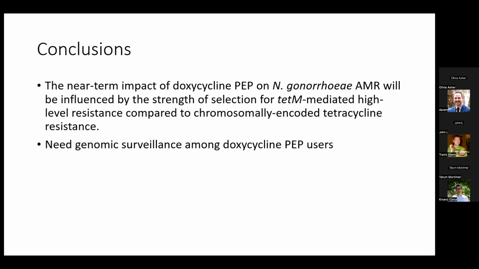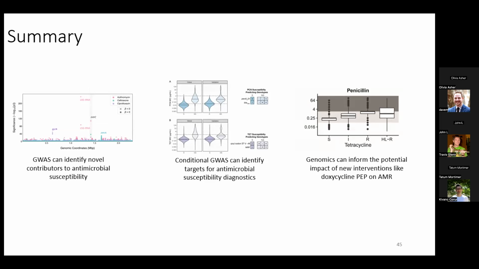And so just to summarize everything, today I told you about how we can use GWAS to identify novel contributors to antimicrobial susceptibility. And we can also use conditional GWAS to identify targets for diagnostics. And then lastly, genomics can inform the potential impact of new interventions, like changing antimicrobial use.